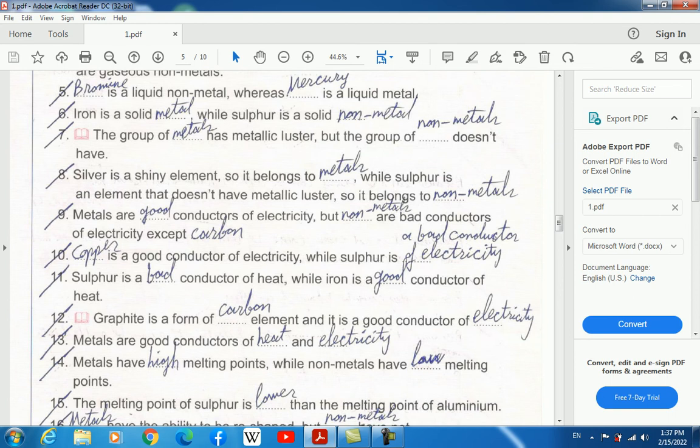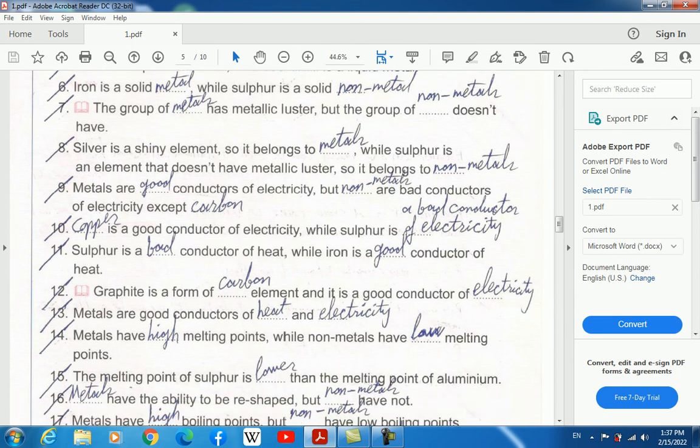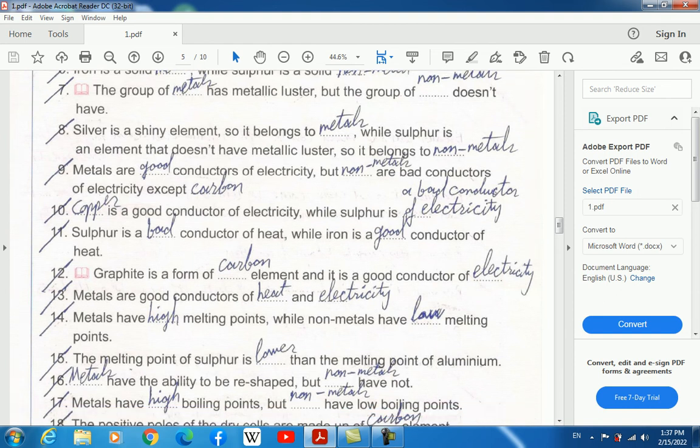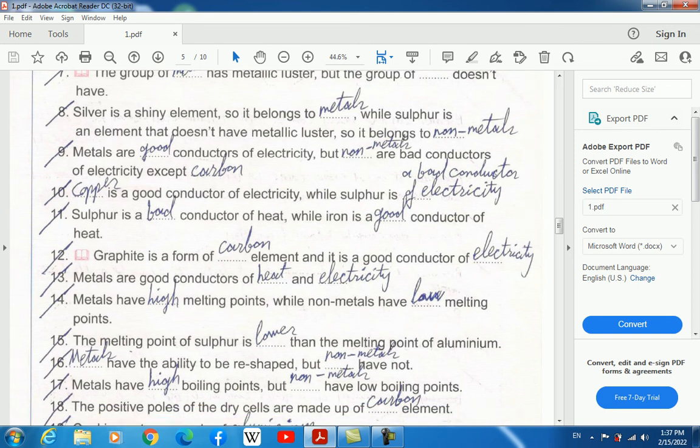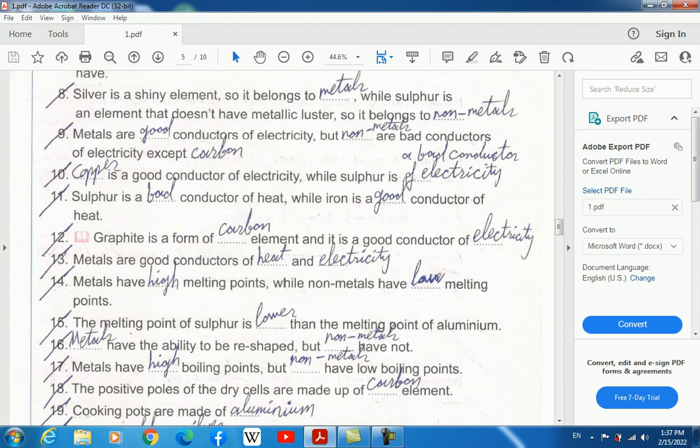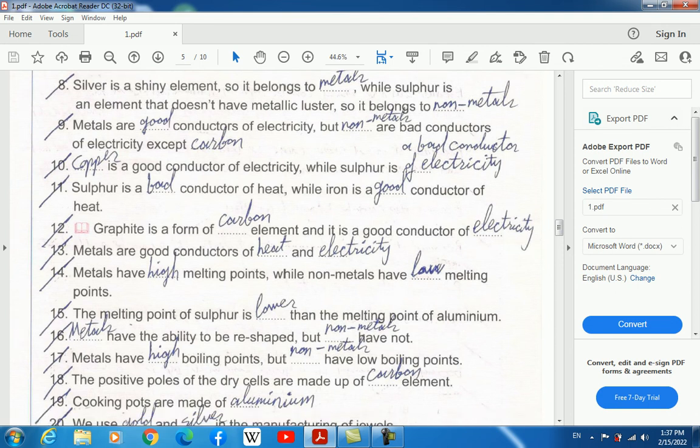5. Bromine is a liquid nonmetal, whereas mercury is a liquid metal. 6. Iron is a solid metal while sulfur is a solid nonmetal. 7. The group of metals has metallic cluster, but the group of nonmetals doesn't have. 8. Silver is a shiny element, so it belongs to metals, while sulfur is an element that does not have metallic cluster, so it belongs to nonmetals.